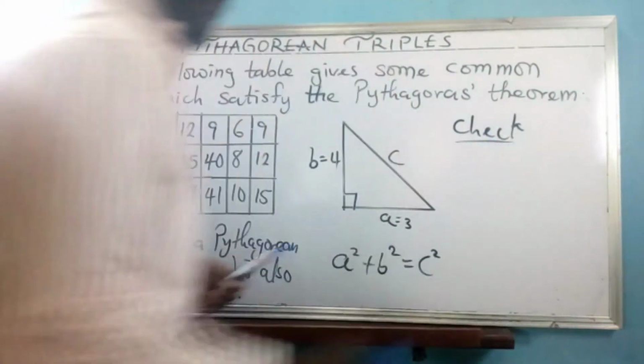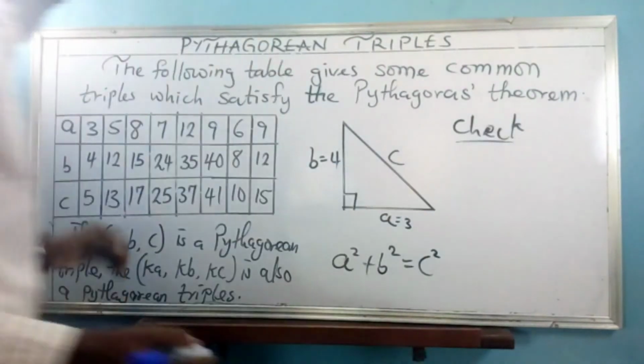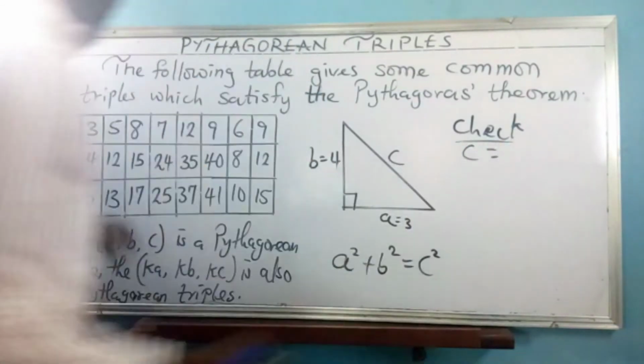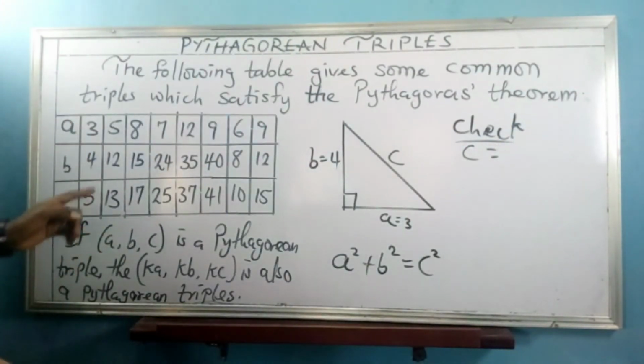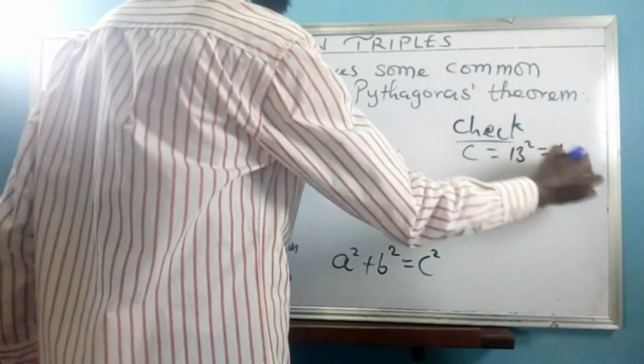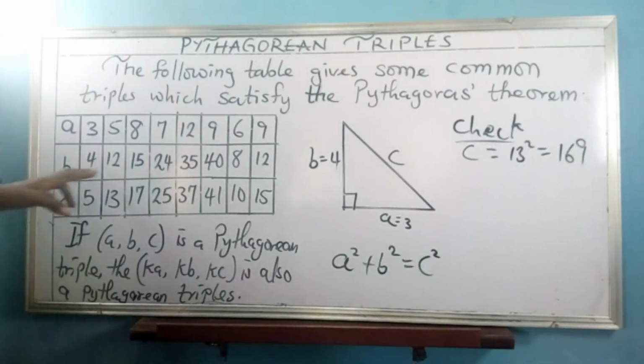Don't forget, we want to check this area. You start from the hypotenuse. Hypotenuse, that is C, in the second row of the table. That one gives us 5, 12, 13. So we have to look at the square of 13. 13 squared is equal to 169, isn't it? That's very good.